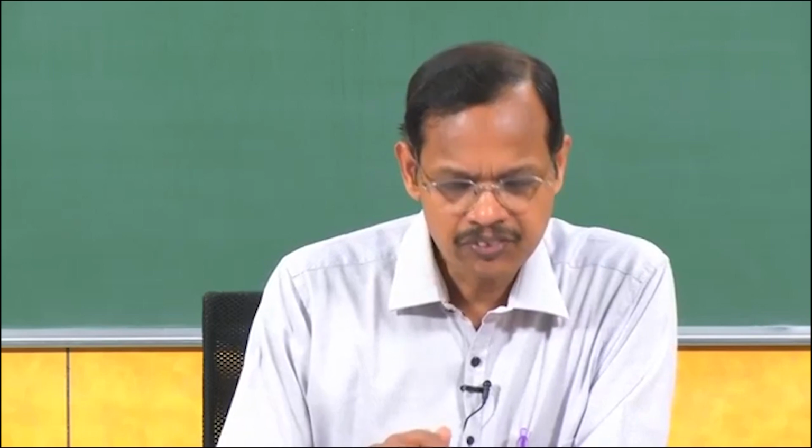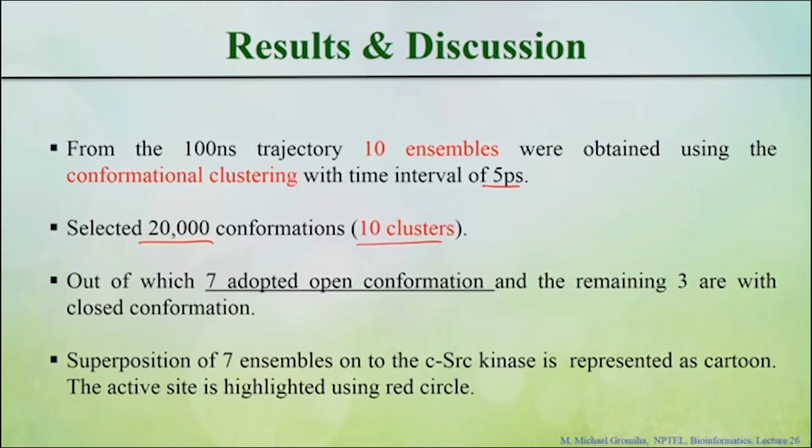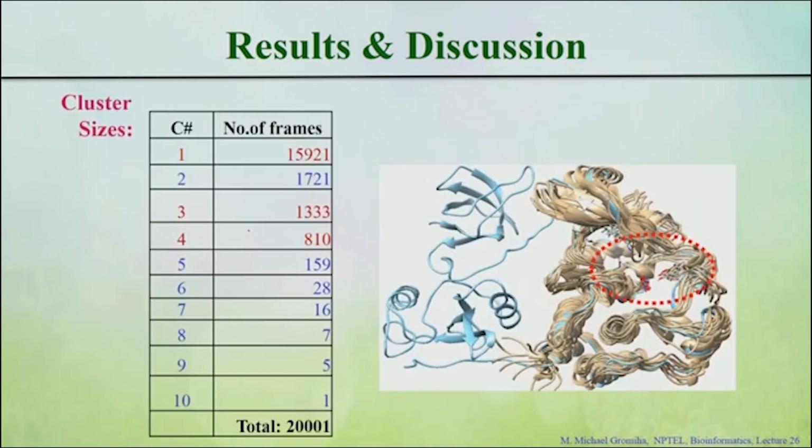We have 10 clusters, and when we look at them, 7 are open conformation and 3 are in the closed conformation. If it is an open conformation, then the ligand can go and bind. If it is a closed conformation, it cannot bind, so that is not good for docking. That is fine. Here this is the cluster number and this is the number of frames, and these 3 are the closed conformations. So, we take all the open conformation data.